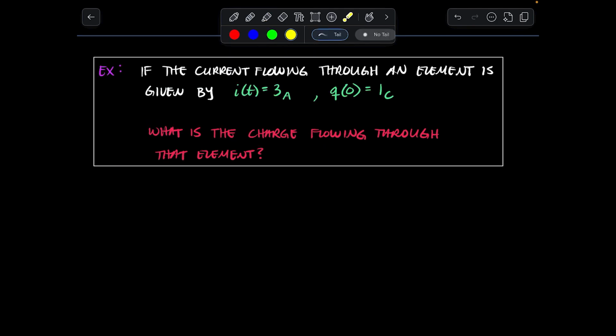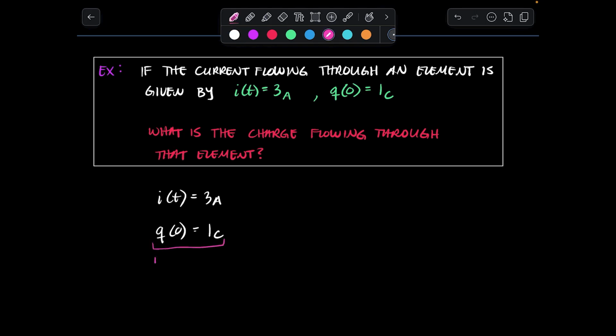So now with this example, we are asked if the current flowing through an element is given by I of t is equal to 3 amps, and we're also given an initial condition, Q of 0 equals 1 coulomb. The question is, what is the charge flowing through that element? Let's write down what we're given. We have the current I of t, which is 3 amps, and we have Q of 0, which is 1 coulomb.